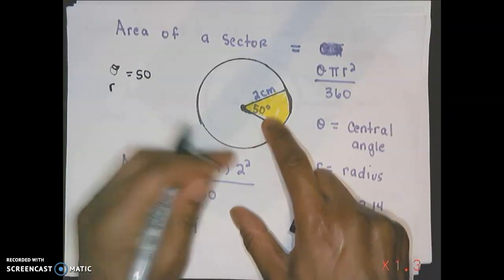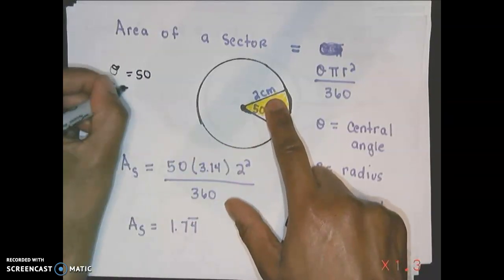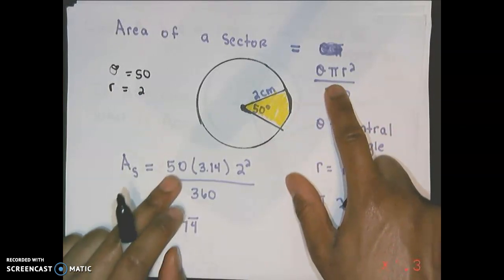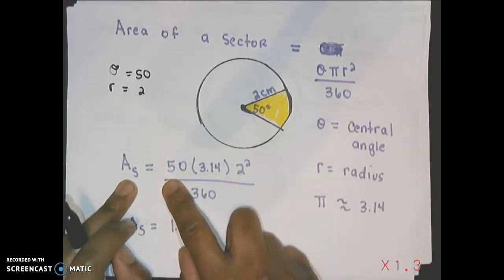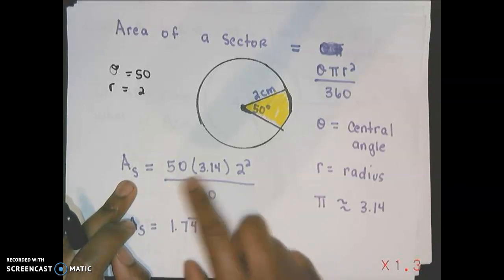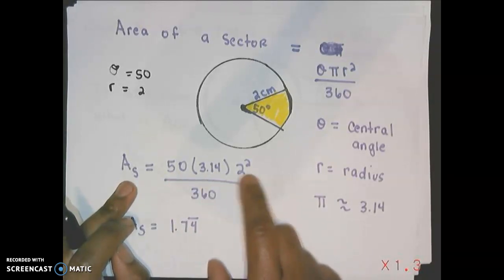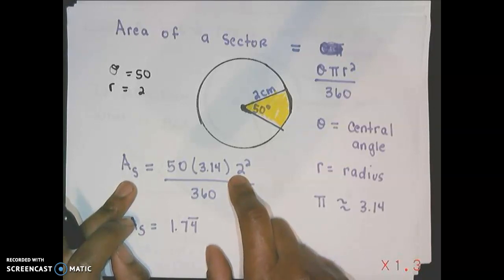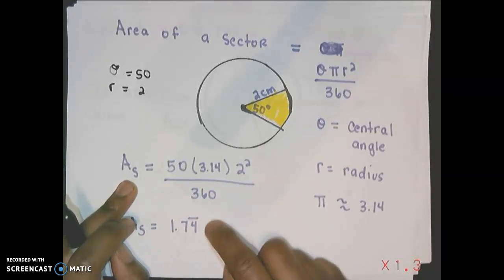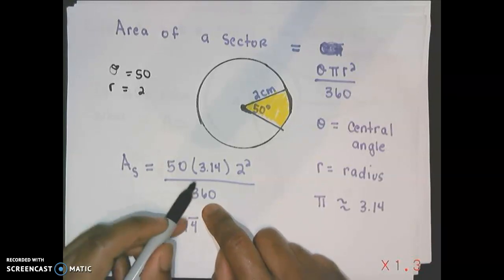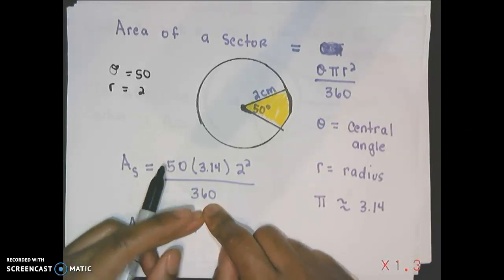Our radius is going to be 2 centimeters. And so now we're just going to plug everything in. So the area of the sector is going to be 50 times 3.14, which is representing our pi, times 2 to the second power, or 2 squared, divided by 360. And you can go ahead and put that in your calculator, because that's what I did.